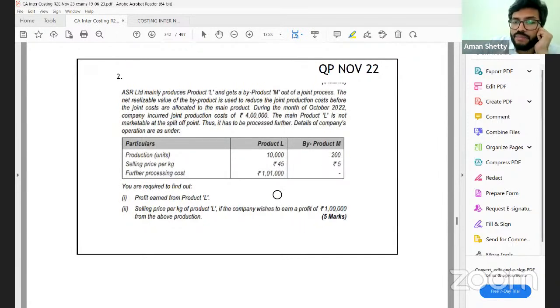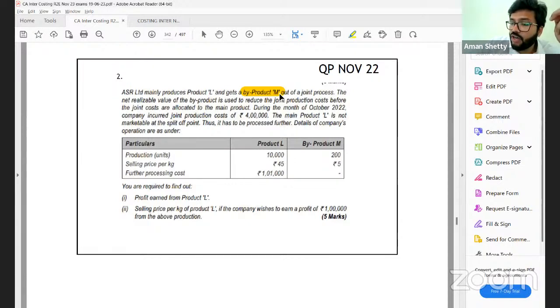ASR Limited mainly produces product L and gets byproduct M out of a joint process. So there are only two, one is main product, one is byproduct. The net realizable value of the byproduct is used to reduce the joint production cost before the joint costs are allocated to the main product.